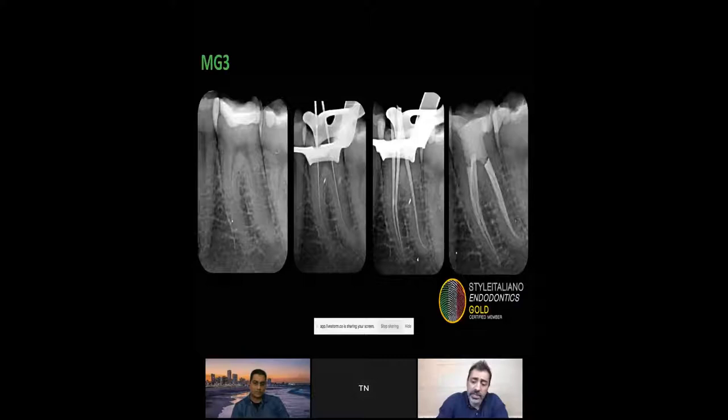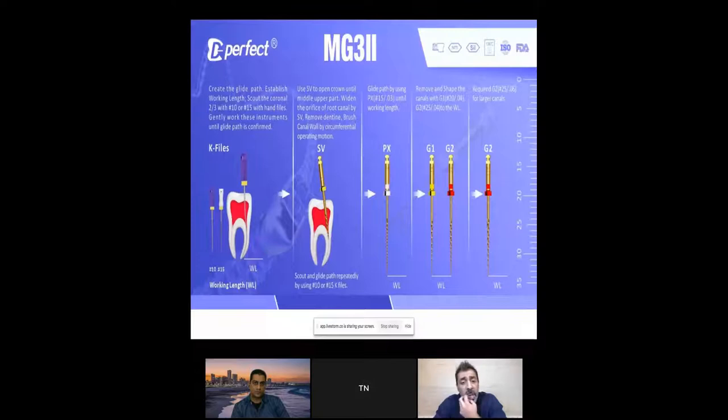So this is the final result of this case. MG3 upgraded to MG3-2. Basically, we still have the same opener, so it's a 20-10% opener, the SV. Then the glide pass file, instead of having two glide pass files, P1 and P2, which are 16.2% and 19.2%, they merge them with PX. PX is a 15.3% taper.